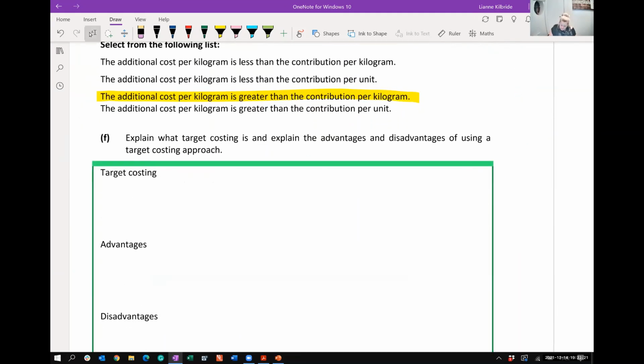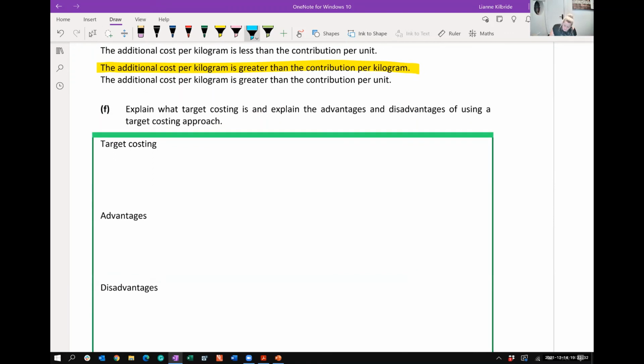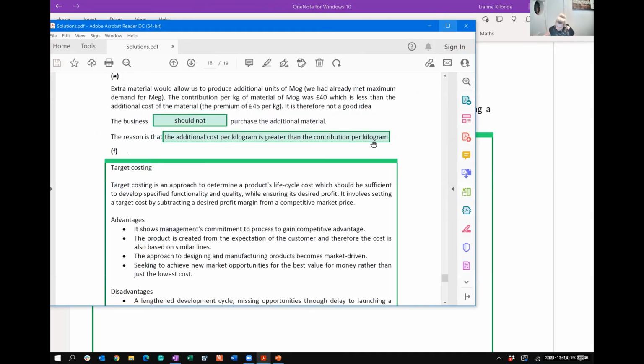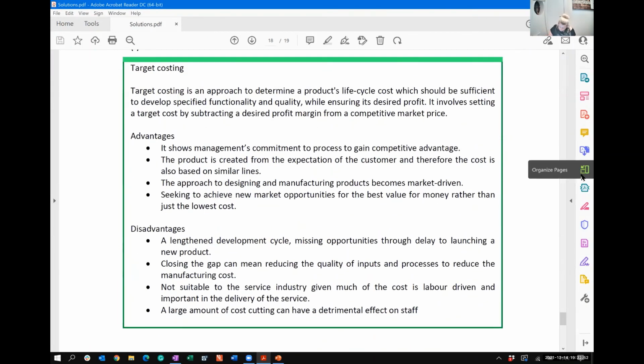Okay. And then with this question, it's all about your own understanding. With this final question, it's asking you to explain what target costing is. So in the exam, you just need to tell the examiner what you understand about target costing. I'm just going to bring this up here, just so you get a little bit of an idea of the type of things that we're looking for. It says here, explain what target costing is and explain the advantages of using a target costing approach. So first of all, we've got target costing.